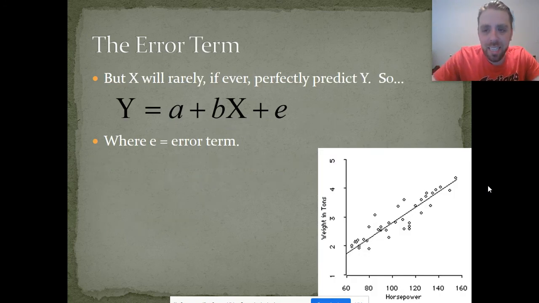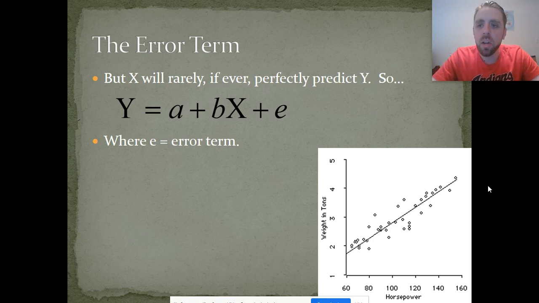Something else we have to add to this. With any regression equation, keep in mind, we're using sample data to predict population data. So X is rarely, if ever, going to perfectly predict Y. What about all those pesky error measurements I kept talking about with correlation? So let's add E to the equation here.